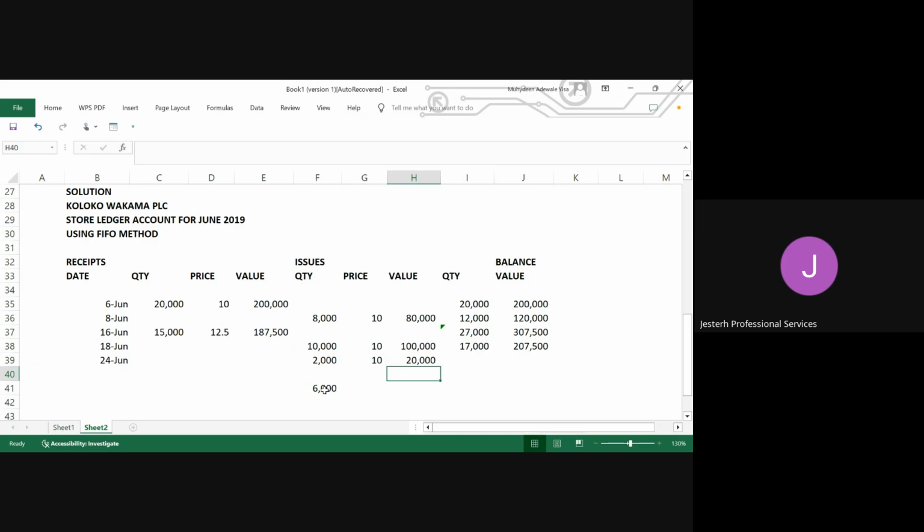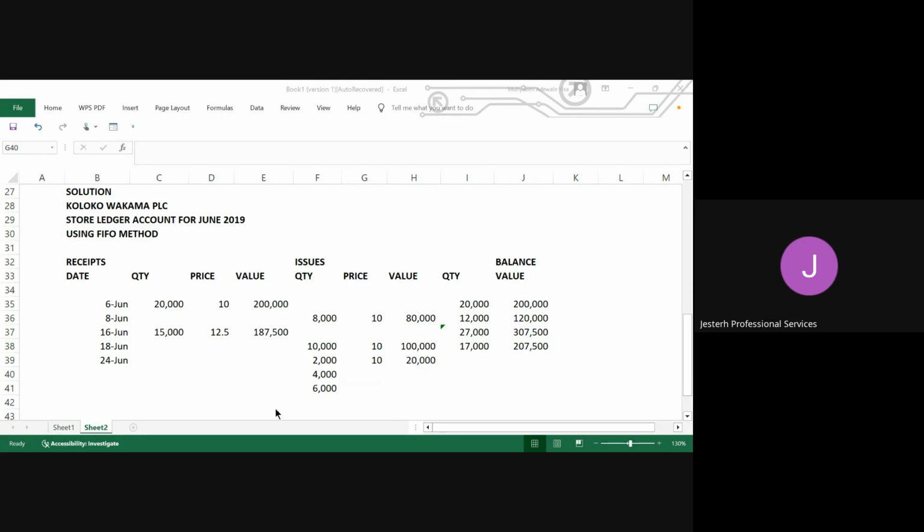Now, from the 6,000 units that they asked us to issue out on the 24th, we have issued out 2,000. It's remaining 4,000 now. How do we arrive at 4,000? This minus this gives us 4,000. It means the total of what we are issuing out minus the old stock of 2,000. The one that we have not issued out now is 4,000. Now we have exhausted the old stock. It's left with the quantity of material that we purchased on the 16th.